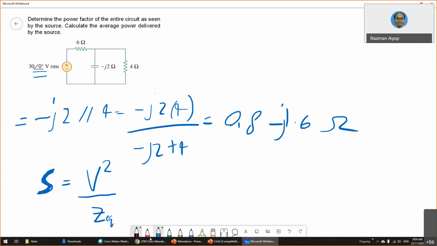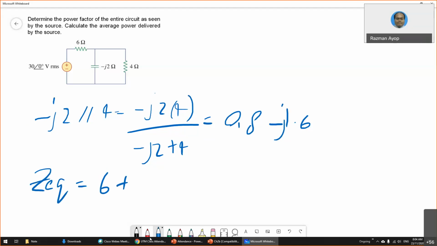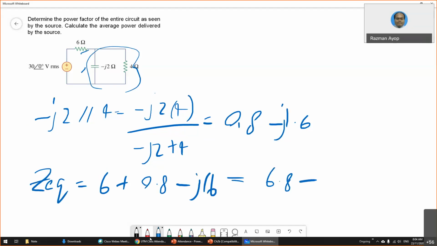Sorry, we still have not finished the Z equivalent. This is just a parallel one. After that, you get this. Then Z equivalent is equal to 6 plus 0.8 minus J1.6, in series. This one is in series with both of these. So it equals 6.8 minus J1.6.